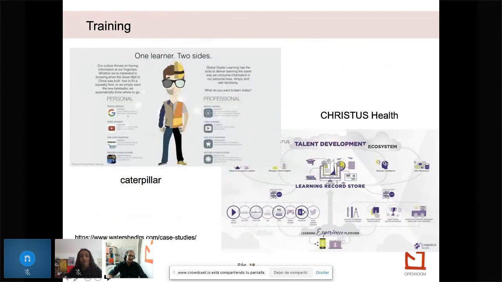In training and learning, there is a lot from Watershed. I took these two examples. Caterpillar is creating, with a concrete technology, a way to track what the user does in different places, not only in the LMS, but in all parts of the organization. They can track all different types of learning events, so you can get a glimpse of what the user is really learning and applying. That is the most important thing.